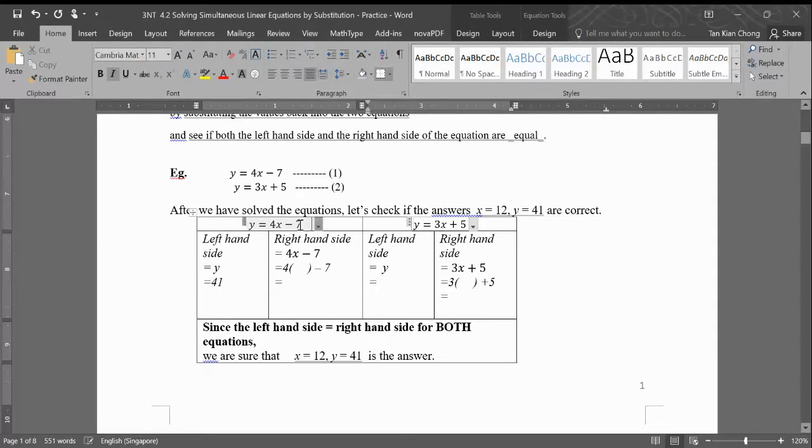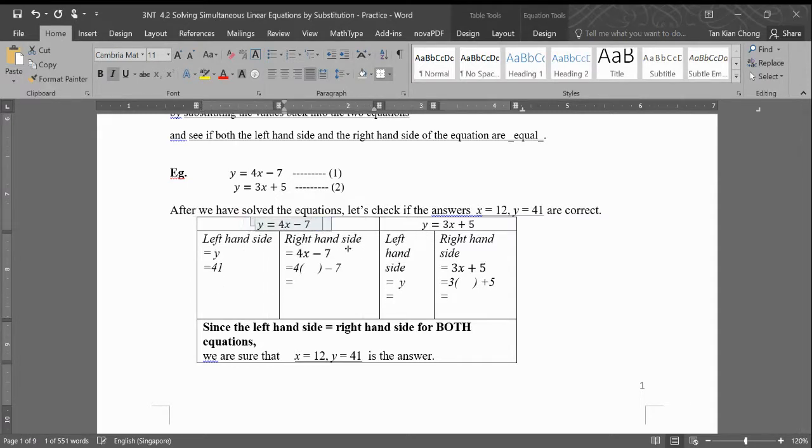Okay, now I'm going to prepare the first equation and the second equation. For each equation, I'm going to break it up into two parts: finding the left-hand side and finding the right-hand side.